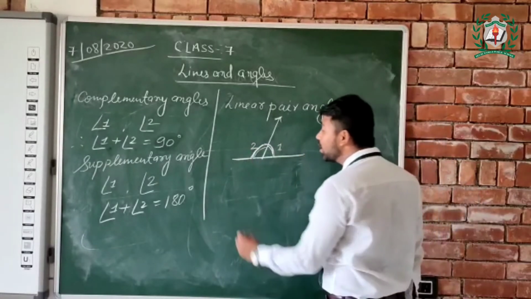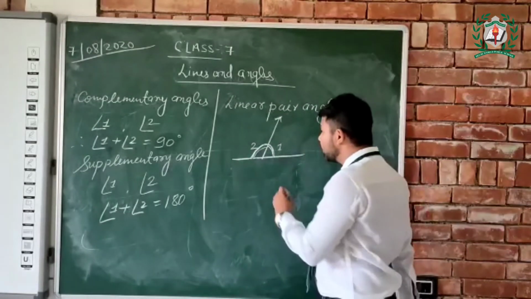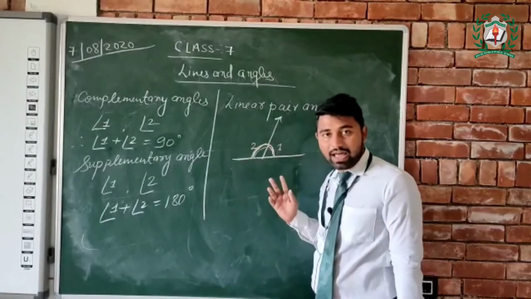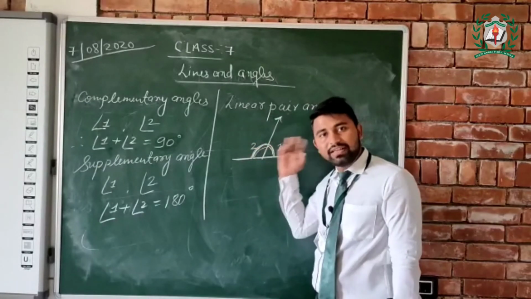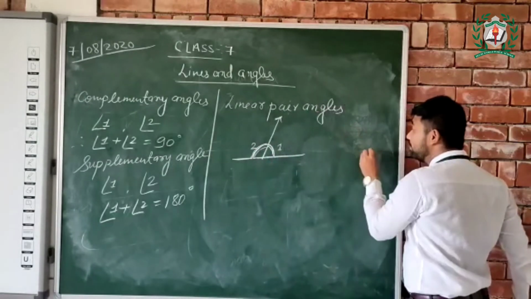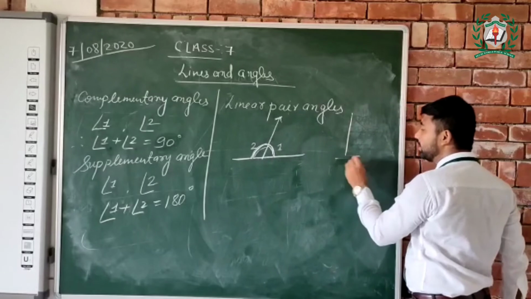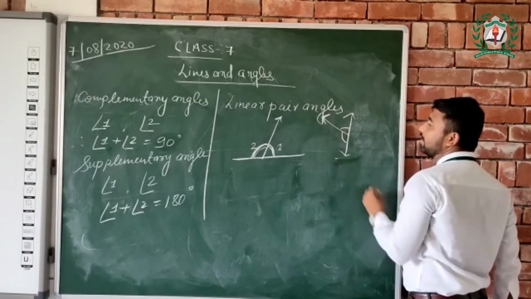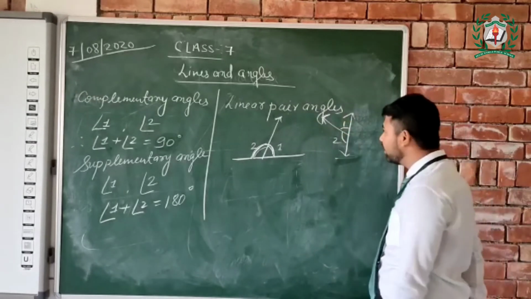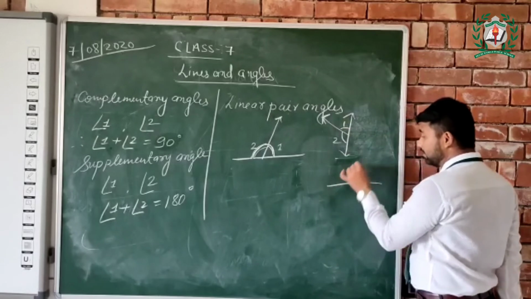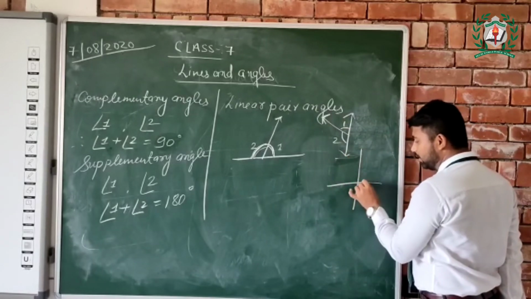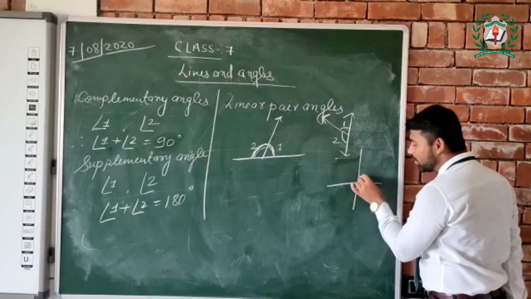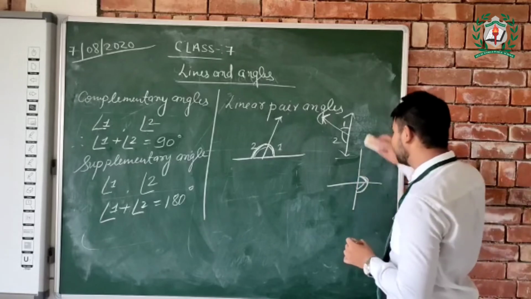After linear pair comes the vertically opposite angle. If angle 1 and angle 2 add up to 180 degrees and are side by side, then therefore it is a linear pair angle. For example, if this is the line and this angle and this angle, then angle 1 and angle 2 are also a linear pair. If you combine these two angles, you get 180 degrees. Okay, so this is the linear pair angle.